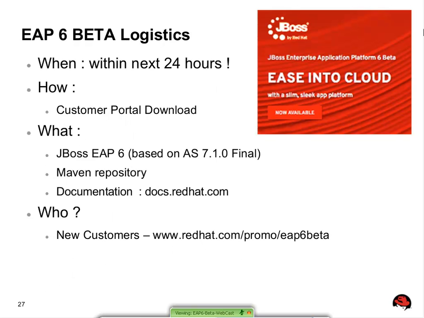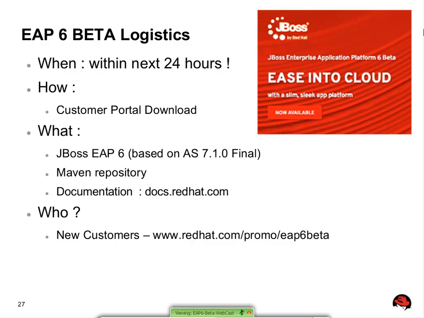Just some logistics of how to access the beta. It will be available within the next 24 hours. May already be available. It was being staged this morning. But for existing customers, it's available via the usual place, the customer portal. It will not be available via Red Hat Network for the beta. What you'll get: the quick starts, the EAP6, you also get the Maven repository and documentation.